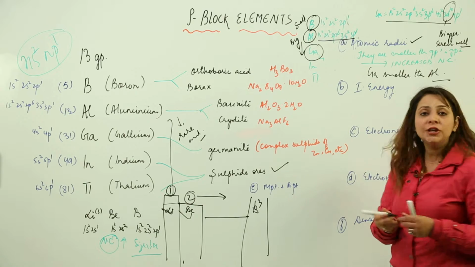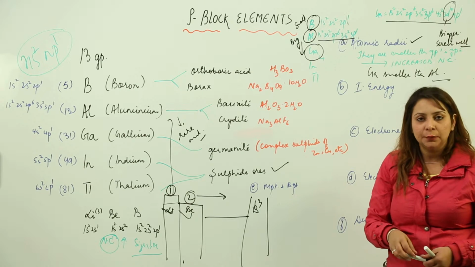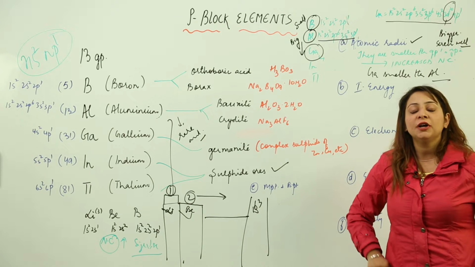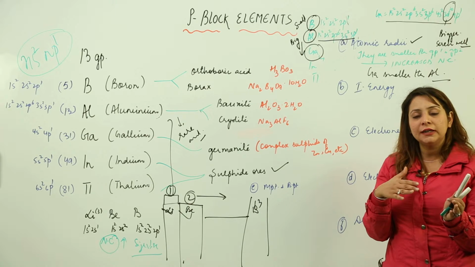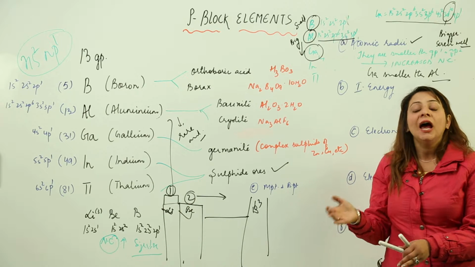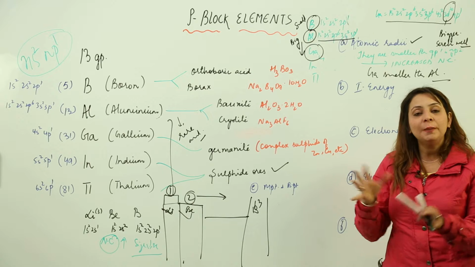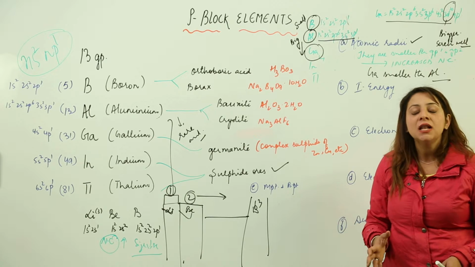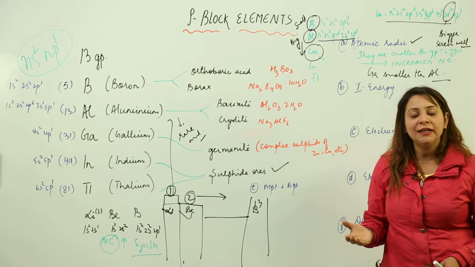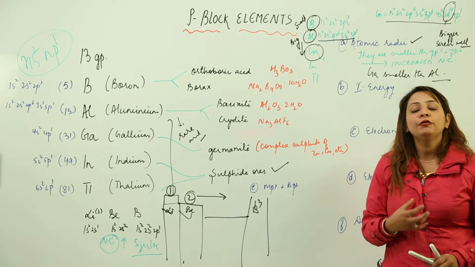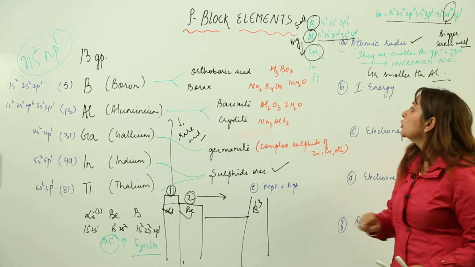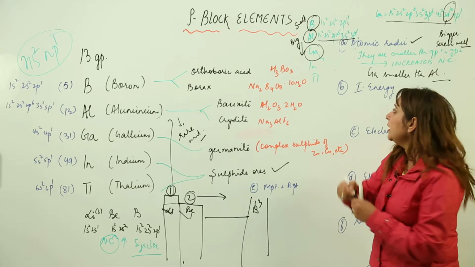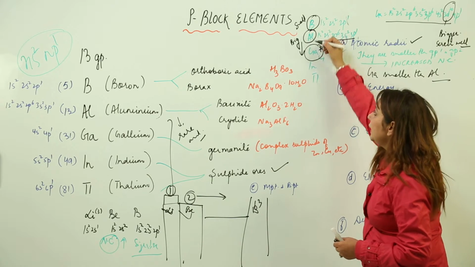As per expectation, it should be bigger than aluminium, right? But because here the filling of electrons in the d orbital takes place, and as we know, the d orbital due to its big size cannot screen well, the nuclear charge increases, the electrons are held more tightly, therefore the size becomes smaller. So gallium is smaller than aluminium.